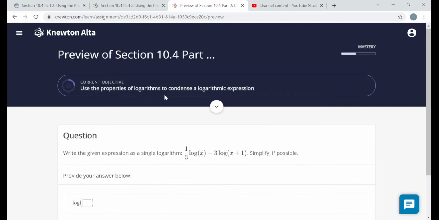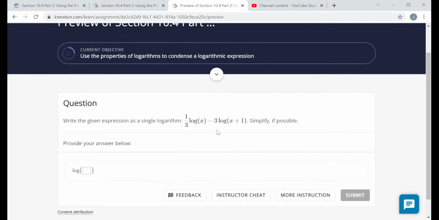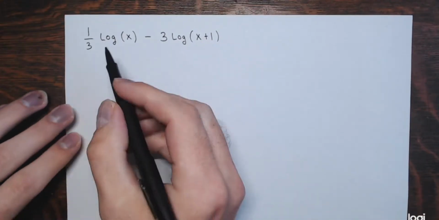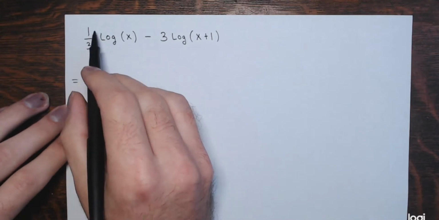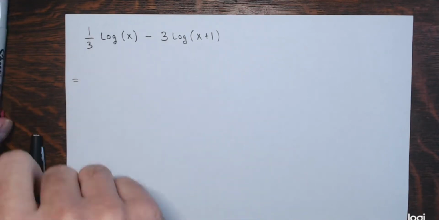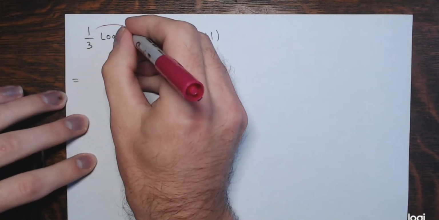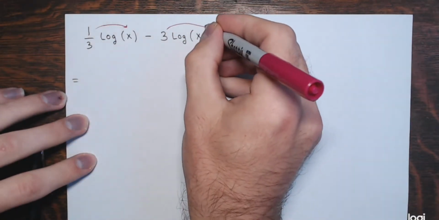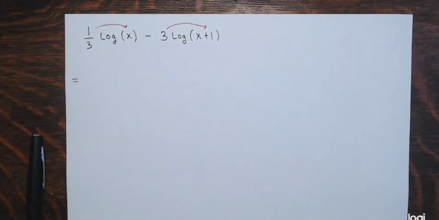So again we're on this property of condensing a logarithm. I'll write this out. We're going to use that power property first. Take any numbers multiplied by a logarithm, like the 1/3 and the 3, and put them inside as powers of the argument. So once again here, all these numbers multiplied by the logarithms, the 1/3 and the 3. Ignore the negative signs, just the 1/3 and the 3.